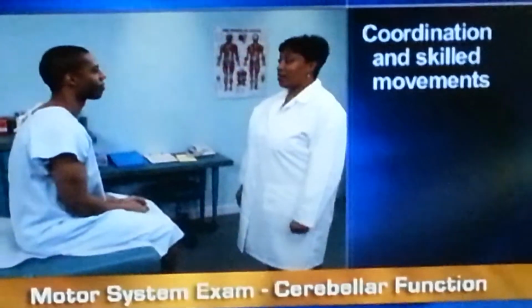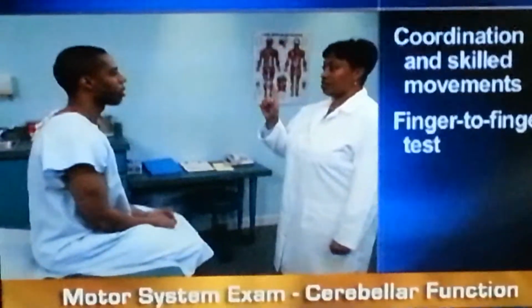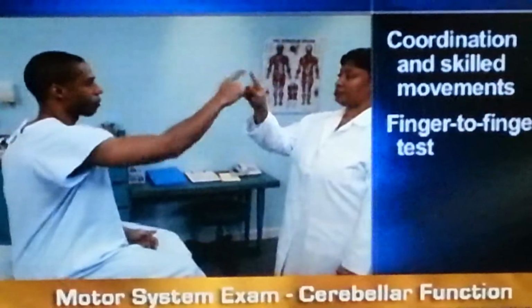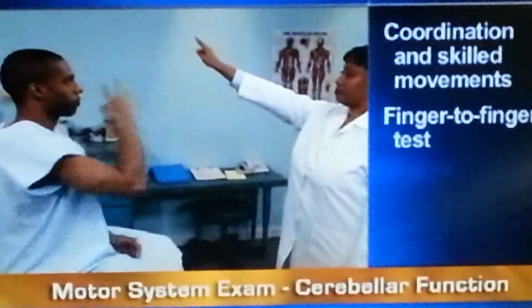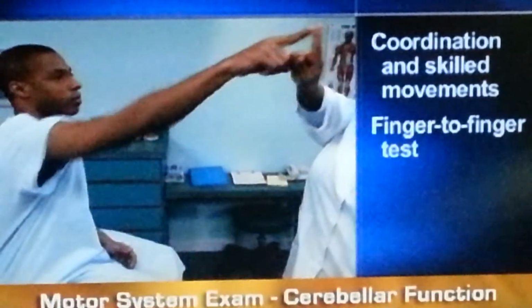Good. Now, ask the person to perform the finger-to-finger test. With his eyes open, ask him to use his index finger to touch your finger, then his nose. After a few times, move your finger to a different spot. His movements should be smooth and accurate.